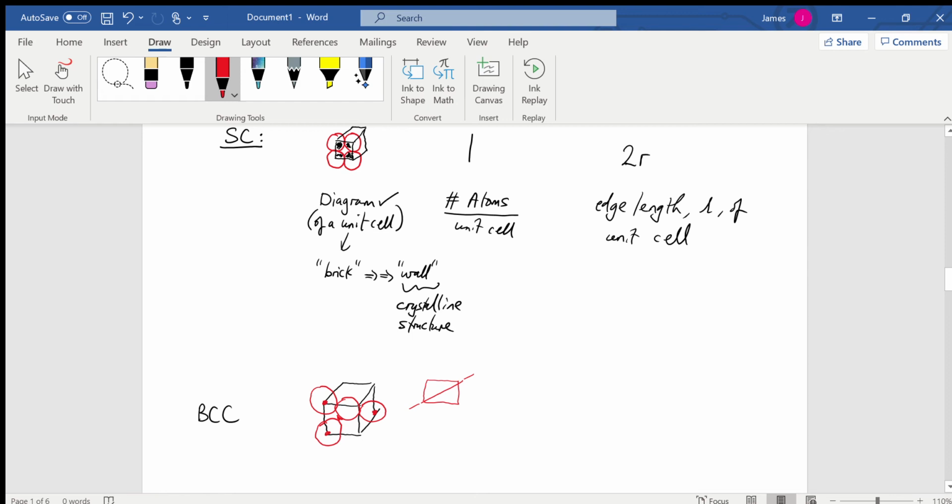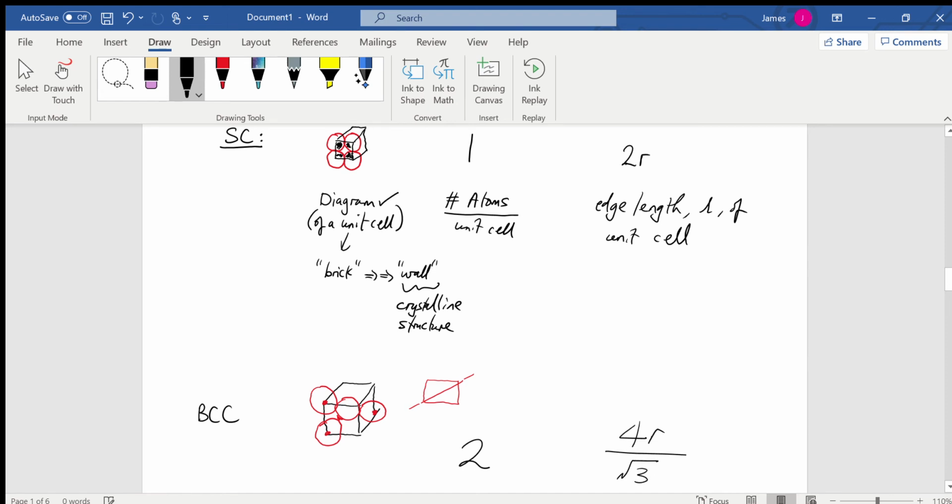So what facts do we need to know about body-centered cubic? Well, we've got not only the 4 corners to give us 1 atom per unit cell, we've also got one in the middle. So we have 2 atoms per unit cell. We've got the diagram, 2 atoms per unit cell. And then the length is 4 times the radius over √3.